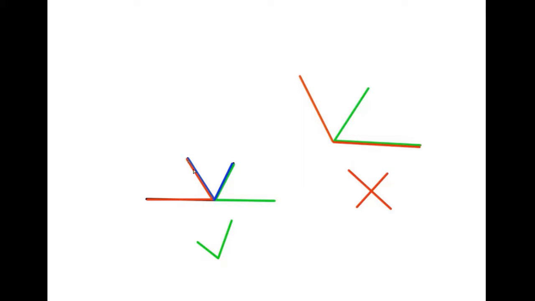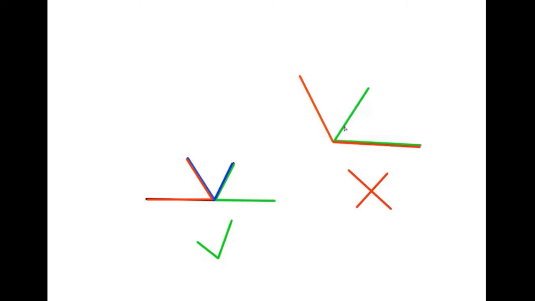In this case, red and blue share this line right here, and they share this vertex right here. Blue and green share this line right here, and they share this vertex right here. On the other hand, red and green only share a vertex right here, but they do not share a common side. So red and blue are adjacent, and blue and green are adjacent.